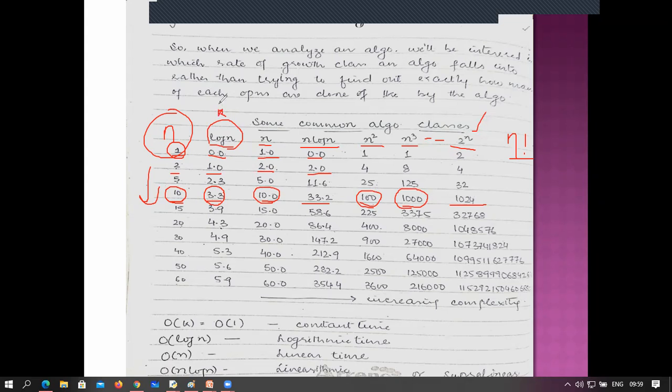That means if one algorithm has the complexity log n, and the other has the complexity 2 raised to power n, for n equal to 10, there is a very big difference, 3.3 and 1024. Obviously, there is a difference. But you check for other values. Suppose I'm taking n equal to 20. For log n, the value is 4.3. Here it is 20, increasing to 86, 400, 8000. And here you can see this value is very large.